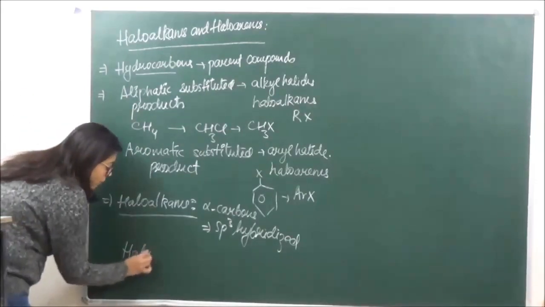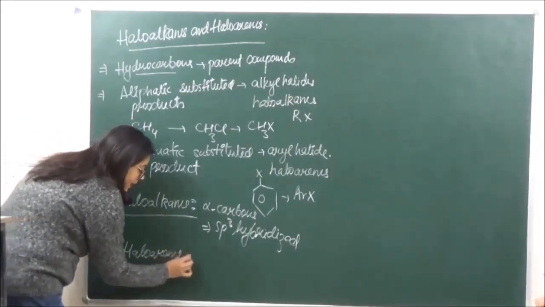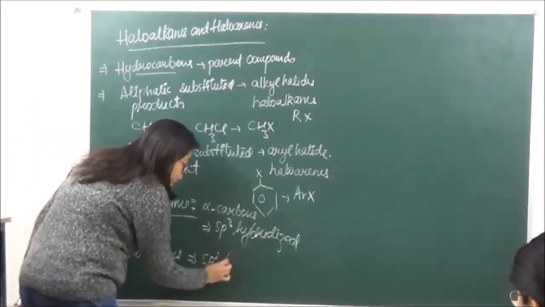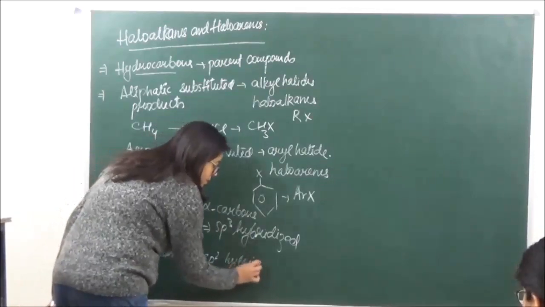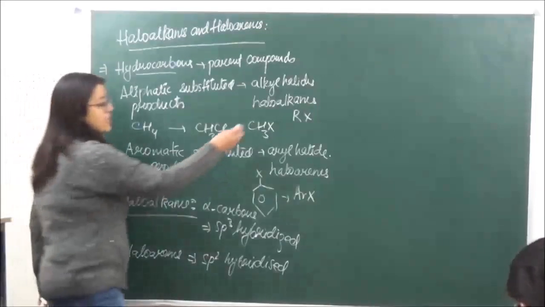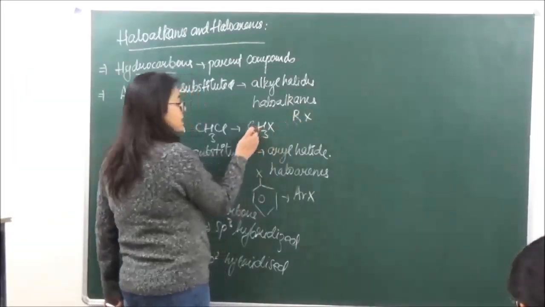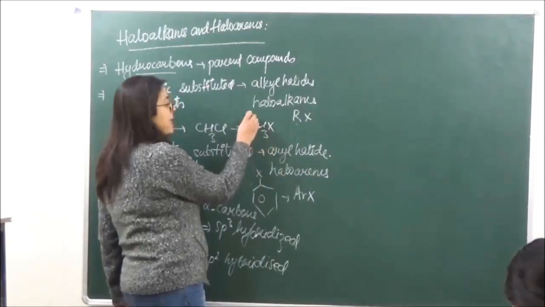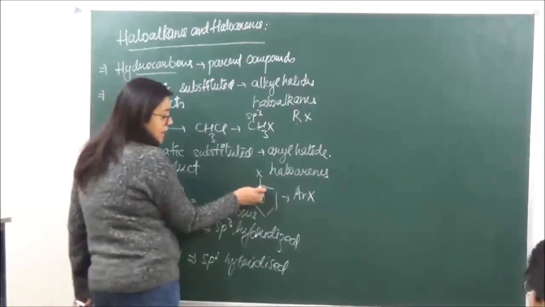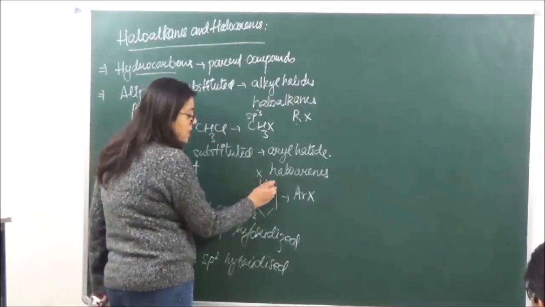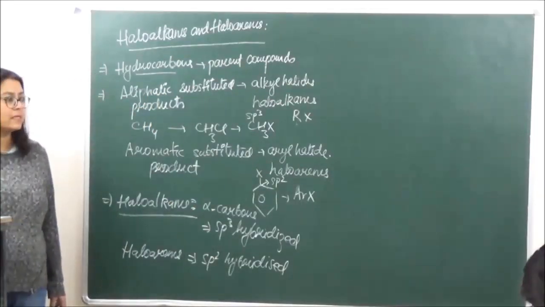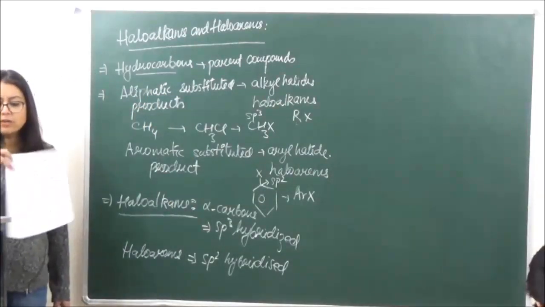Whereas when we are talking of haloarenes, the hybridization over here is going to be sp2 hybridized. So just come back to this over here. If this is the carbon atom to which the halogen is attached, this is going to be sp3 hybridized. Whereas यहाँ पे it is attached to the benzene ring, this carbon over here is going to be sp2 hybridized. Okay? So this is just a small introduction.